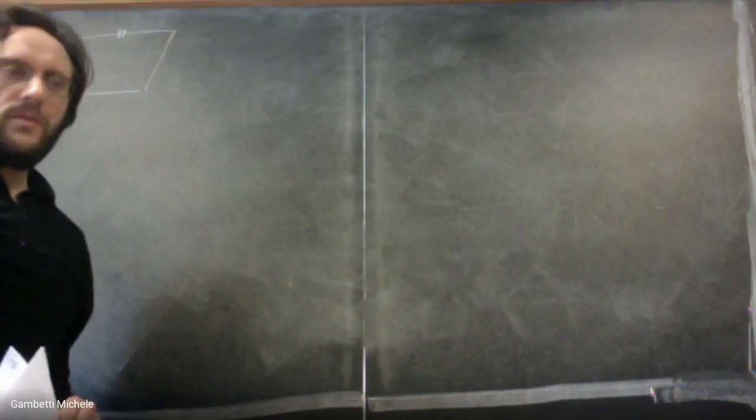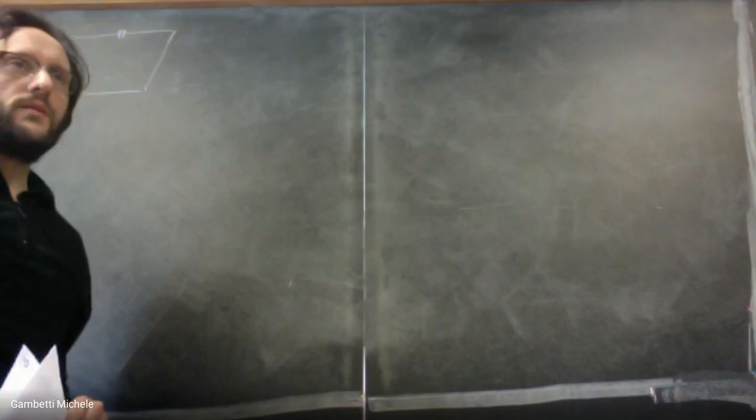So the situation was the following: I have a box with a small hole here, with the size of the hole being much smaller than the mean free path. Why is this important? Because if the size of the hole is of the order of the mean free path, or much larger than the mean free path, then when the particles are close to this hole, they actually collide among themselves many times.